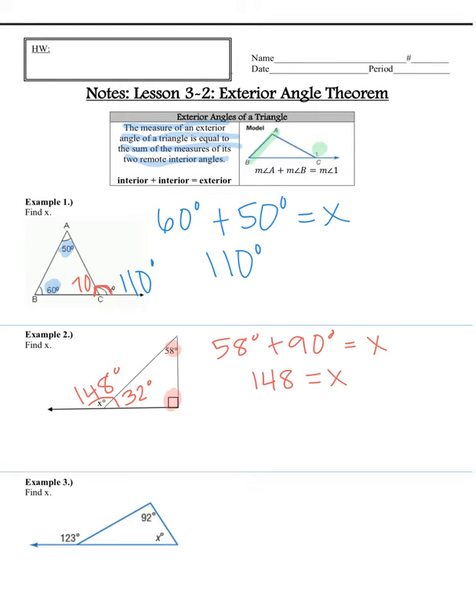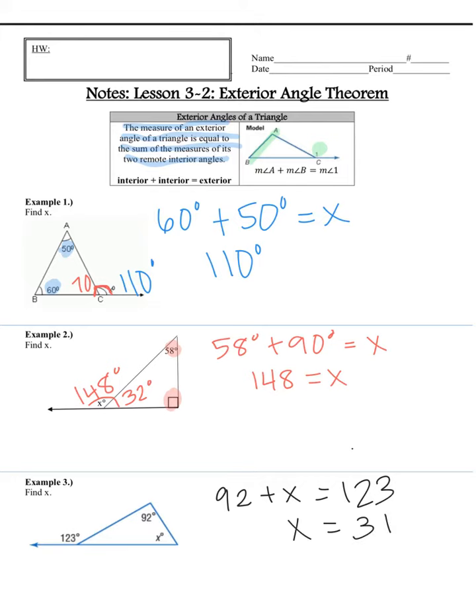All right, example number 3 is a little bit different. We have our exterior angle this time of 123, but we are solving for the other interior angle. So I'm going to add those two interior angles. So I'm going to say 92 plus x equals 123. Right, if I subtract 92 from both sides, I'm going to get that x is equal to 31.